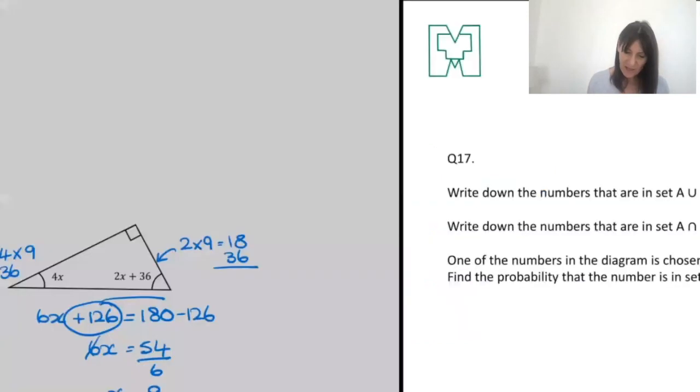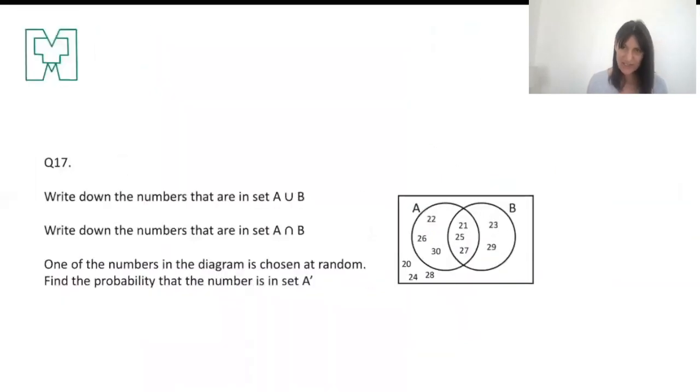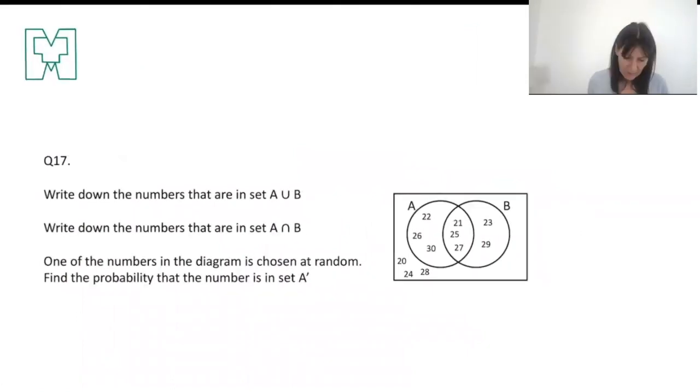All right. So our next question is that. Hit pause and press play when you are ready. Okay, so we need to write down the numbers that are in set A union B. So that is all of A and B. And we have to write the numbers down. So we're literally listing these numbers.